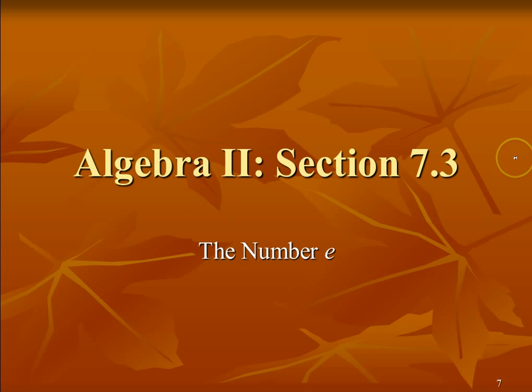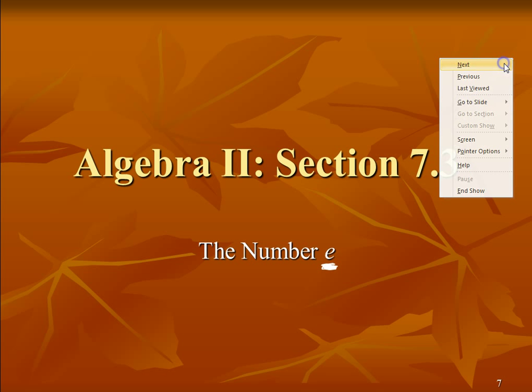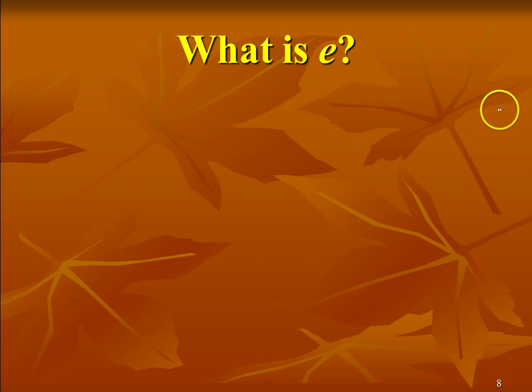Today, we're going to talk about 7.3, the number E. Now, yes, E is a letter, but E is kind of like pi, which you're going to see in a second. It's actually a number. Okay, well, what is E? Like I said, it's kind of like pi. You guys recognize pi as 3.14. So pi is a symbol that represents a number, 3.14.